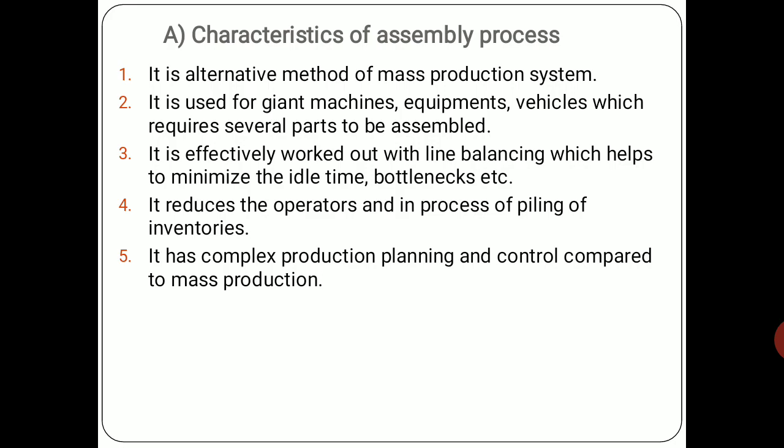And the assembly line is one variation of mass production, an alternative method of mass production, wherein all the subcomponents are gathered at one place, and then it undergoes the production or the assembly, right? It is used for giant machines, equipments, vehicles which require several parts to be assembled. It can be used for giant machines, for the equipments or maybe the vehicles also.